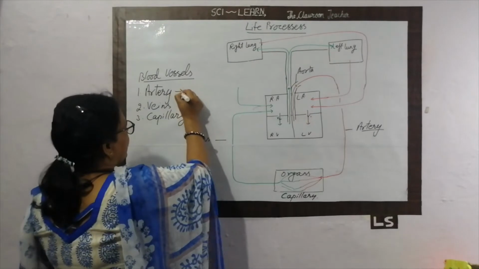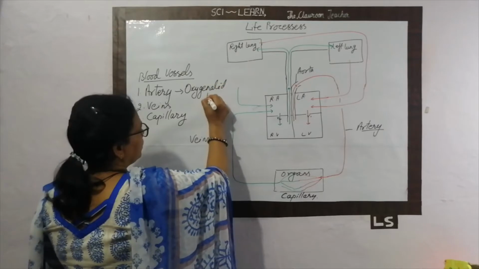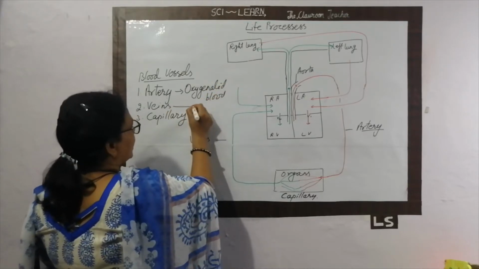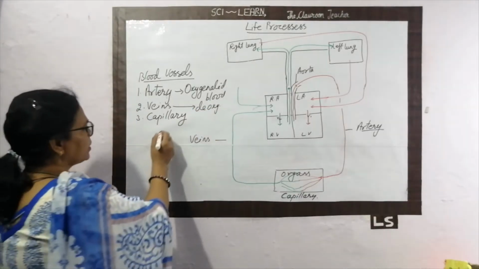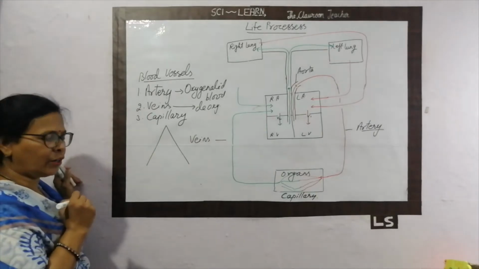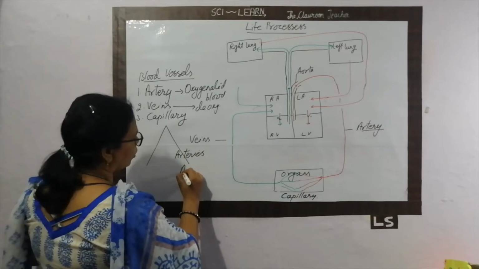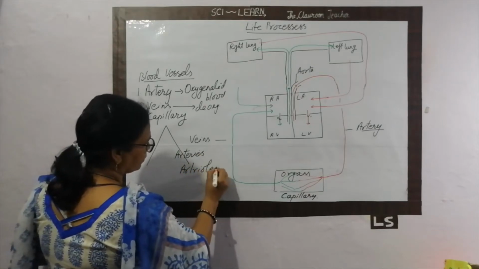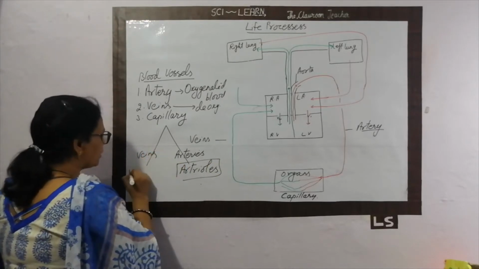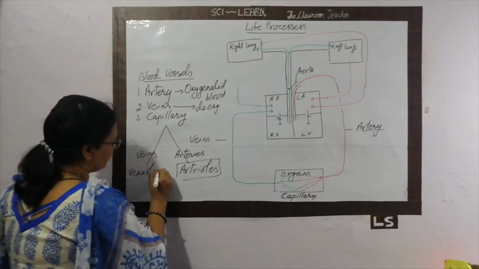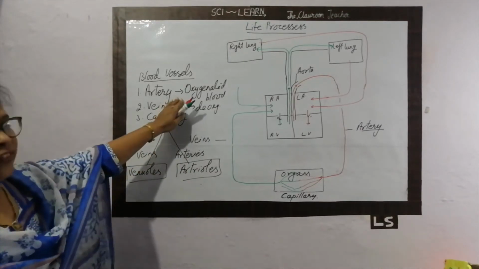Generally, arteries carry oxygenated blood. Veins carry deoxygenated blood. And capillaries are of both types. If it is the capillary of arteries, then it is called an arteriole. And if it is the capillary of veins, then it is called a venule. I am using the word generally.